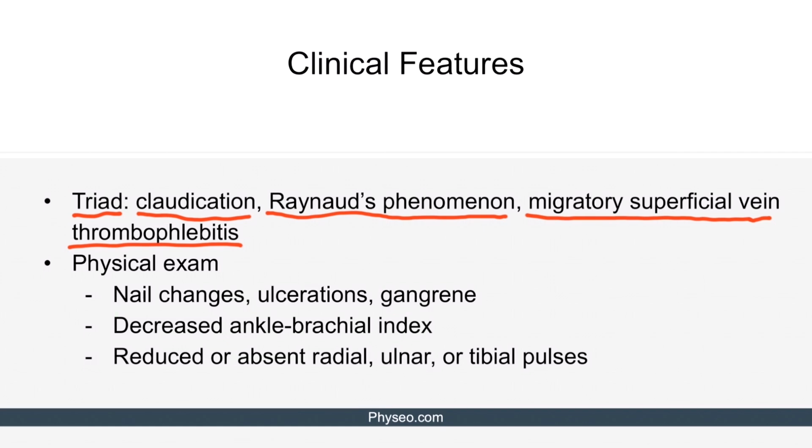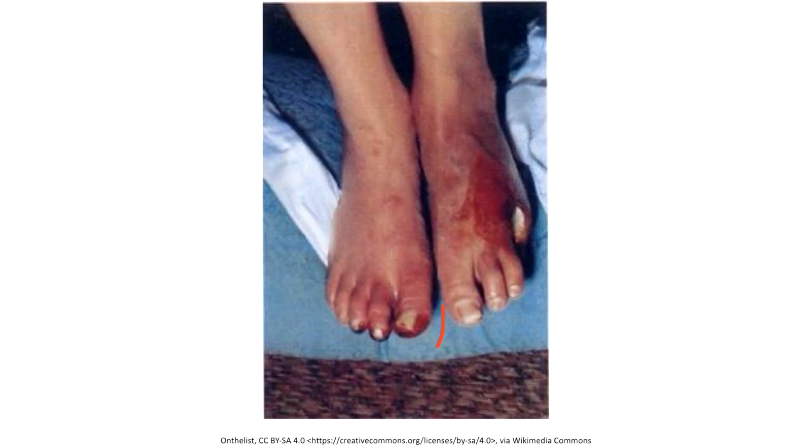On physical exam, nail changes, ulcerations, and gangrene accompanied with decreased ankle brachial index, and a reduced or absent radial, ulnar, or tibial pulses can be observed, and that's due to the hypoperfusion from the vascular occlusion. On physical exam, skin changes are often seen with Buerger's disease. In particular, gangrene is almost always associated. This physical finding develops due to the decreased blood flow, eventually leading to signs of tissue decay. Notice in this image here that reveals gangrene formation.